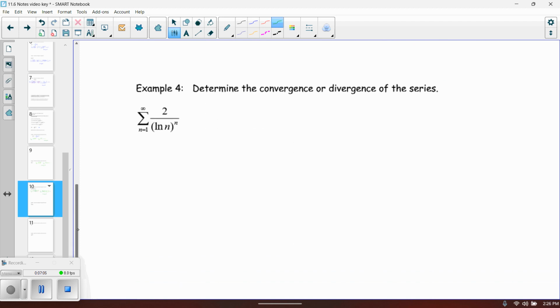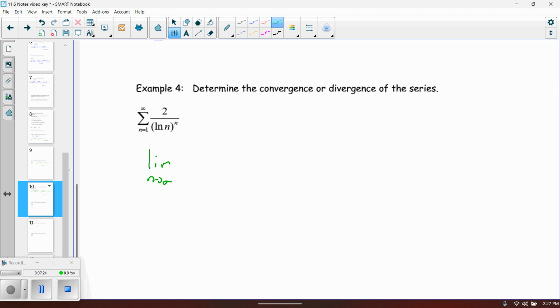Example number 4. So let's see, I've got a constant over a natural log of n raised to the n. Again, that's iterated in some fashion. Even though it is a natural log, it's still a function of n raised to an n. So let's go ahead and apply the root test.